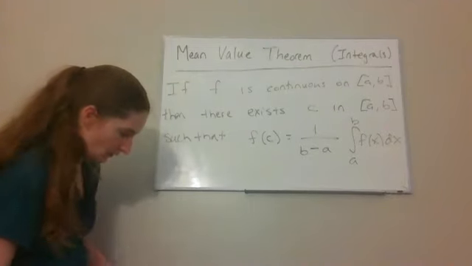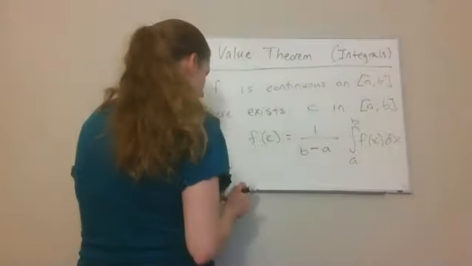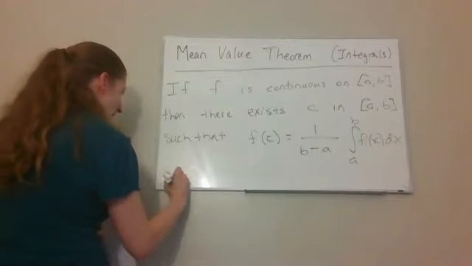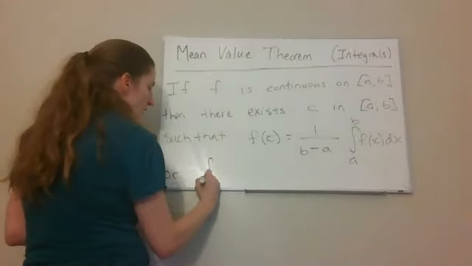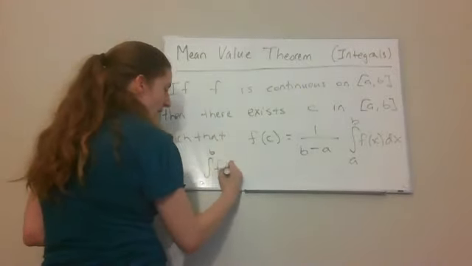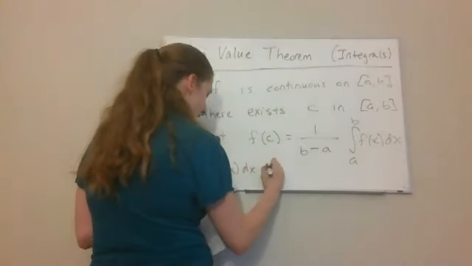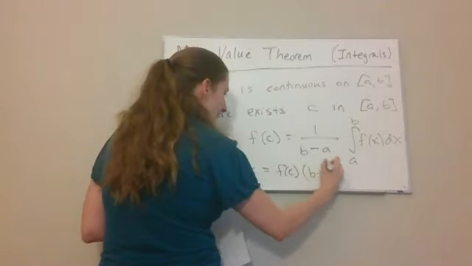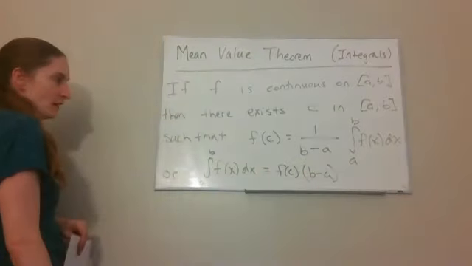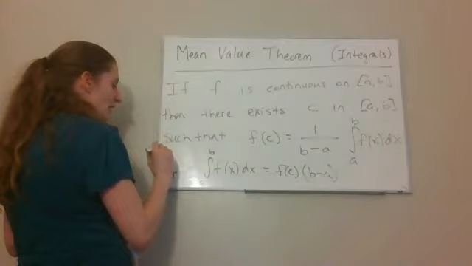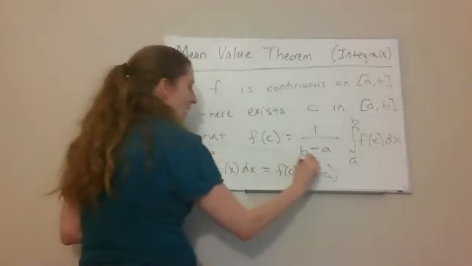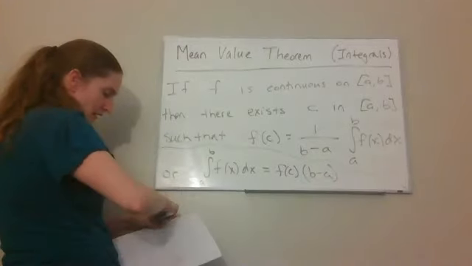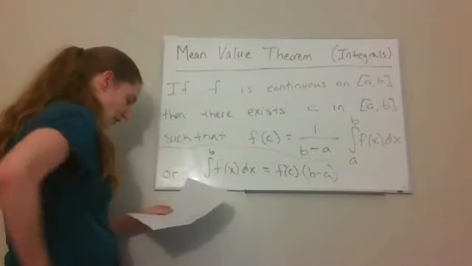All right, so let's actually try to do this. And there is actually another way to write this as well. Let me write that down. The integral from a to b of f of x dx is equal to f of c times b minus a. I got this other version of it just by multiplying both sides by b minus a. So let's do an example of this particular problem.